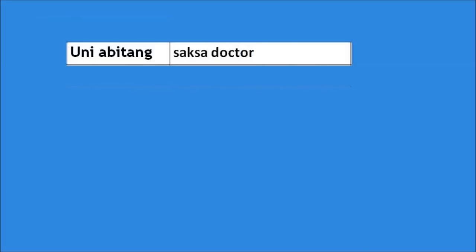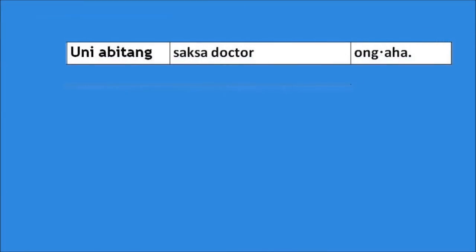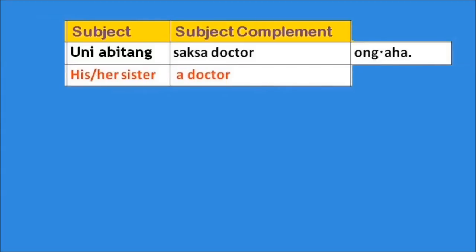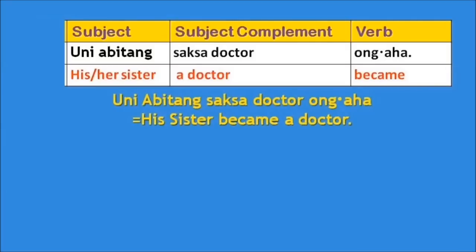Uni abitang saksa doktor ong aha. Uni abitang, his or her sister. The subject, the pronoun uni in Garo does not indicate male or female. A doctor, saksa doktor, a subject complement. It describes who his or her sister is, or what she became. Ongaha, became, the linking verb. Uni abitang saksa doktor ongaha. His or her sister became a doctor.